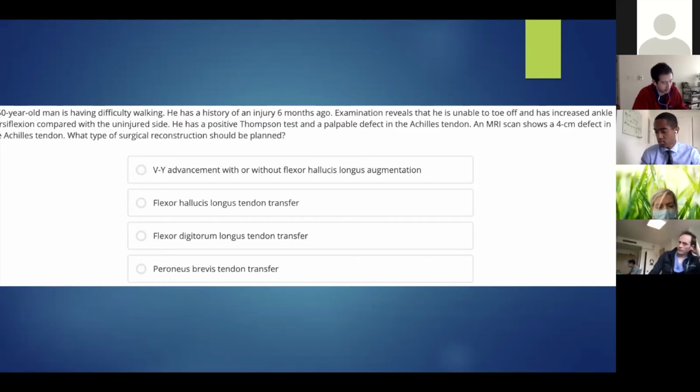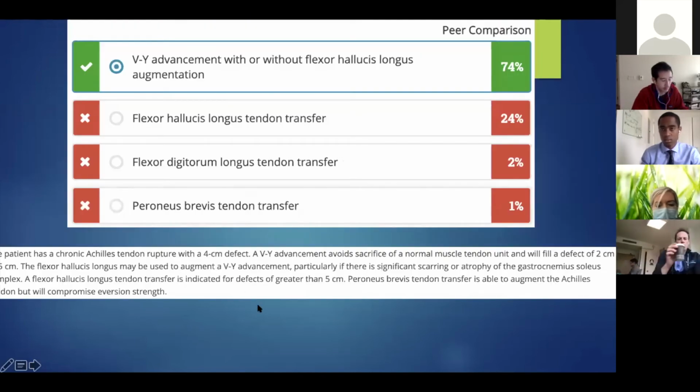Sorry, I can't hear you, Aviana. Oh, an FHL? Yes, you do an FHL. And then a VY advancement is actually, what that does is it extends the tendon to bridge that gap.